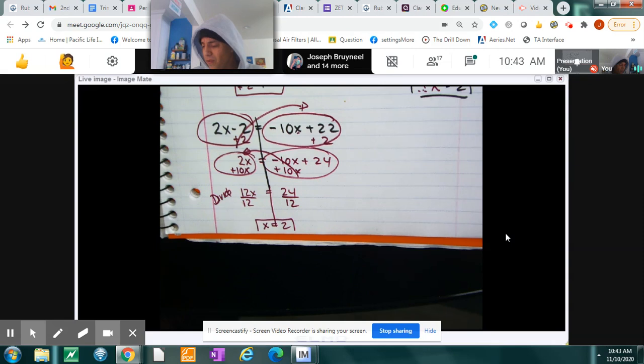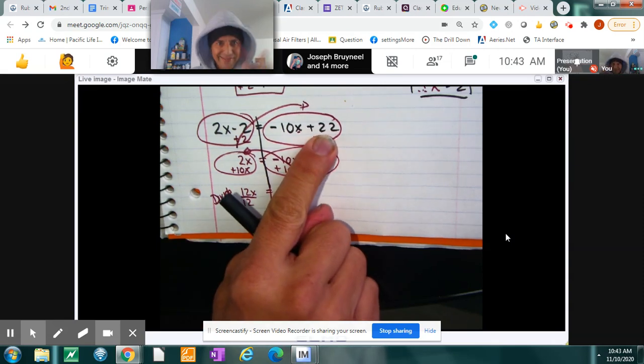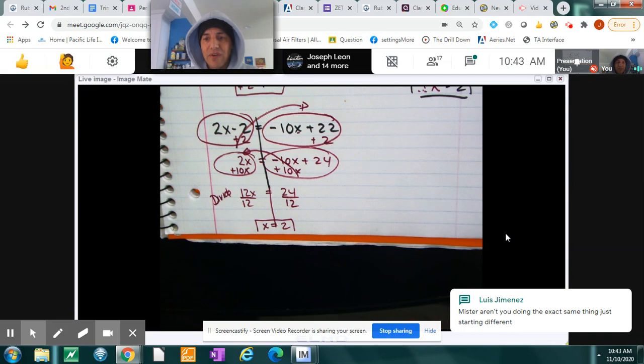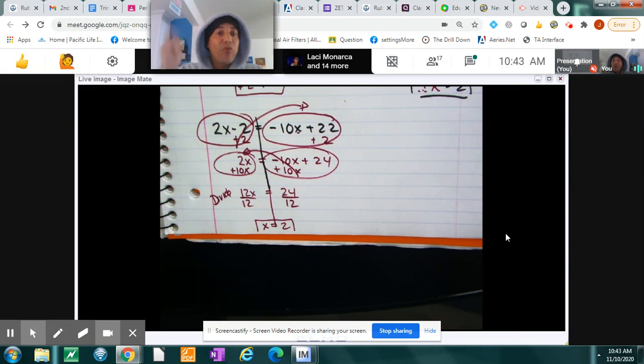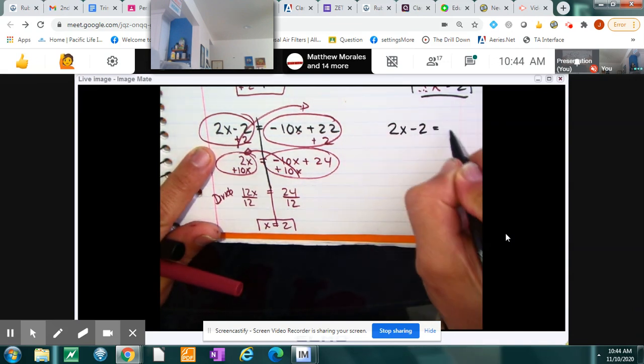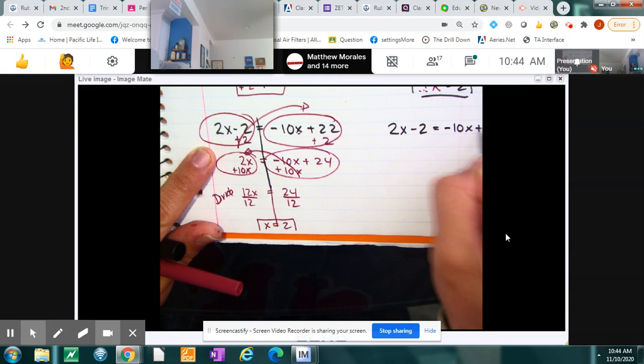Mister, what if I got rid of the positive 22? We'll do that right now. Mister, aren't you doing the exact same thing, just starting somewhere else? Yes. And that's what a lot of kids don't understand. You're doing the exact same thing, but you got to pick something. Watch this. 2x minus 2 equals negative 10x plus 22.